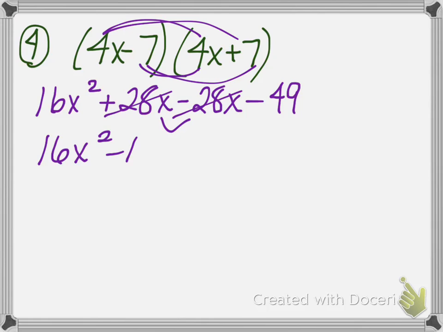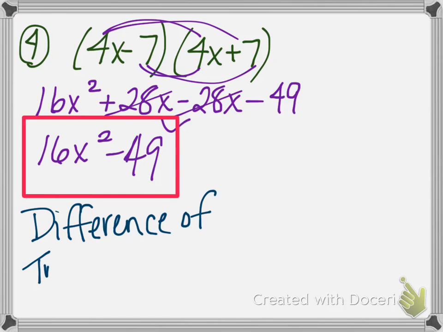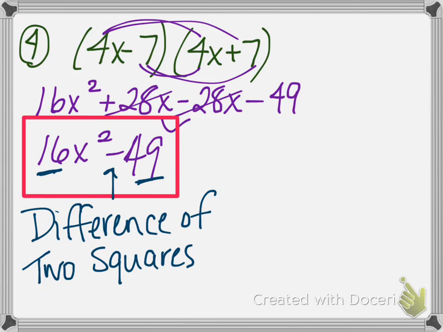16x squared minus 49. This is actually a special property. It's called the difference of two squares. And difference comes from the fact that we have subtraction. And squares, meaning 16 is a perfect square and 49 is a perfect square. And x squared, of course, is a perfect square.